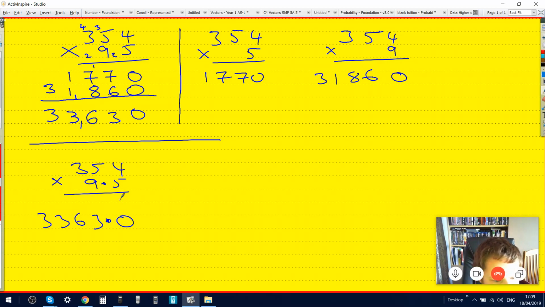What if it had been 35.4 times 9.5? Would you get rid of the 0 and the 3? Yeah, so they'd be both after the decimal. Okay. And so 2 numbers after the decimal in total in the question, and so 2 numbers after the decimal in total in the answer.